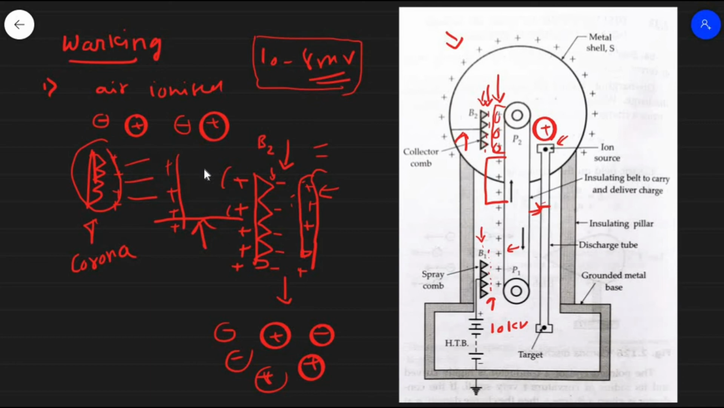Then what will happen? This positive potential will repel this positive charge, and we have kept a target at this point. We know that the purpose of the Van de Graaff generator is to accelerate the charged particle at a very high potential, right? So here, this is our target, and we want this target to be hit by this positive ion source, right?